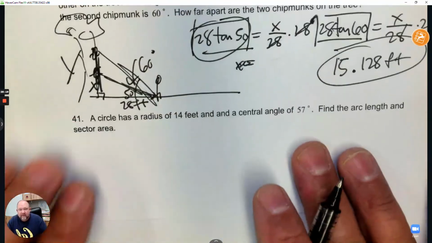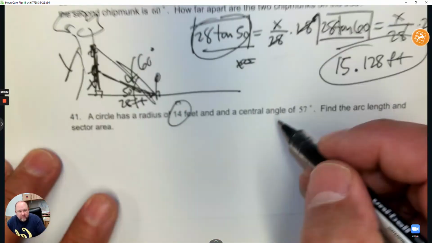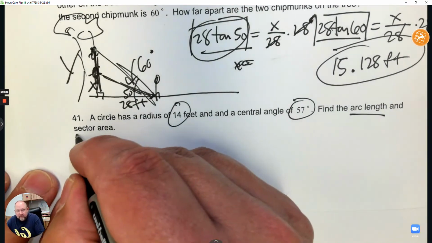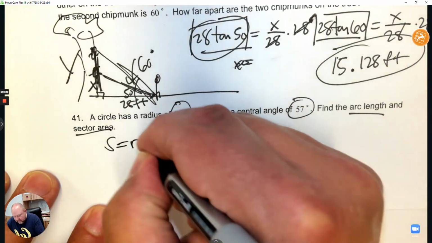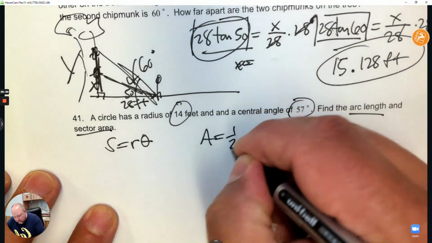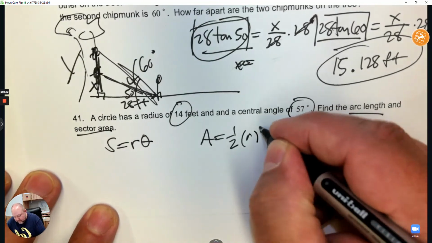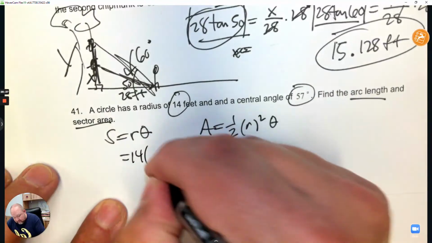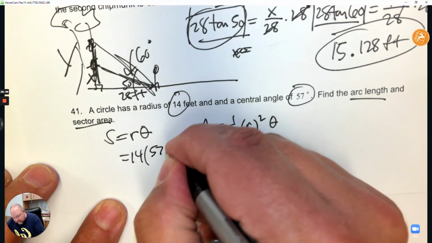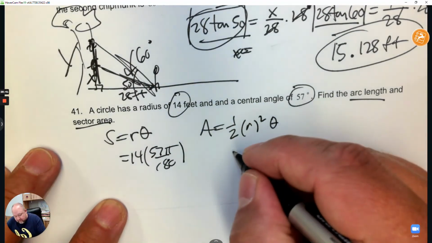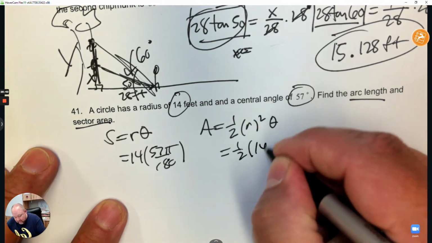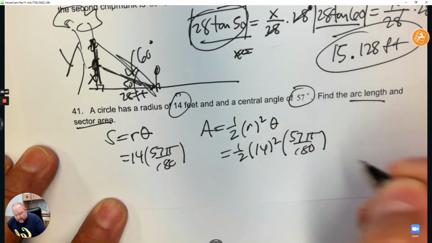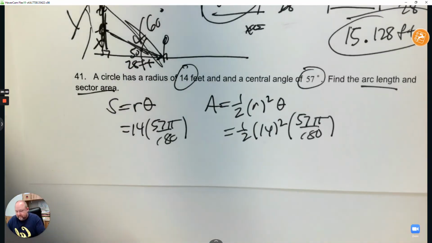All right, last one here. A circle has a radius of 14 and a central angle of 57. Do you remember the formulas? So for arc, it's the radius times the angle. For area, it's 1/2 the radius squared times the angle, and it has to be in radians. So for the first one, it'd be 14 times 57, but it needs to be pi over 180. The second one's going to be 1/2 14 squared, and again, instead of 57, it's pi over 180, and then use your calculator.